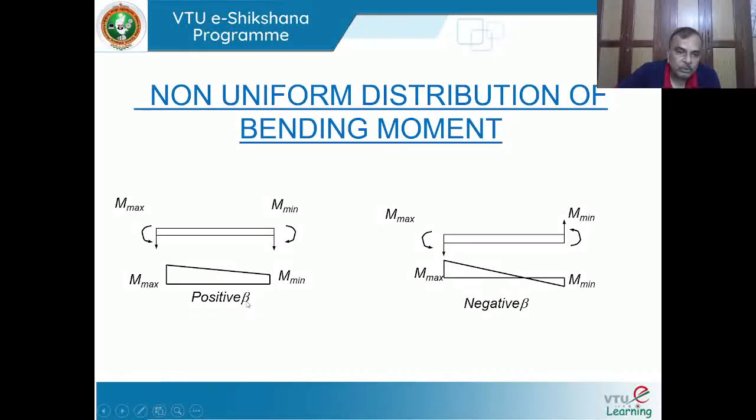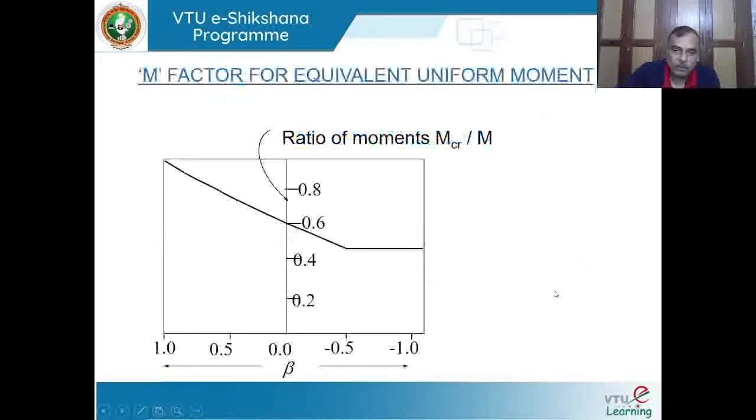So positive beta for this type of variation and negative beta for this type of gradation, where we have not only the positive effect, even the negative effect, and the magnitude of the variation also comes into the picture. And as I mentioned, if you really want to know the moment carrying capacity of the beam, I told you that we have the critical moment, and what is the maximum moment that can be applied as a function of the critical moment.